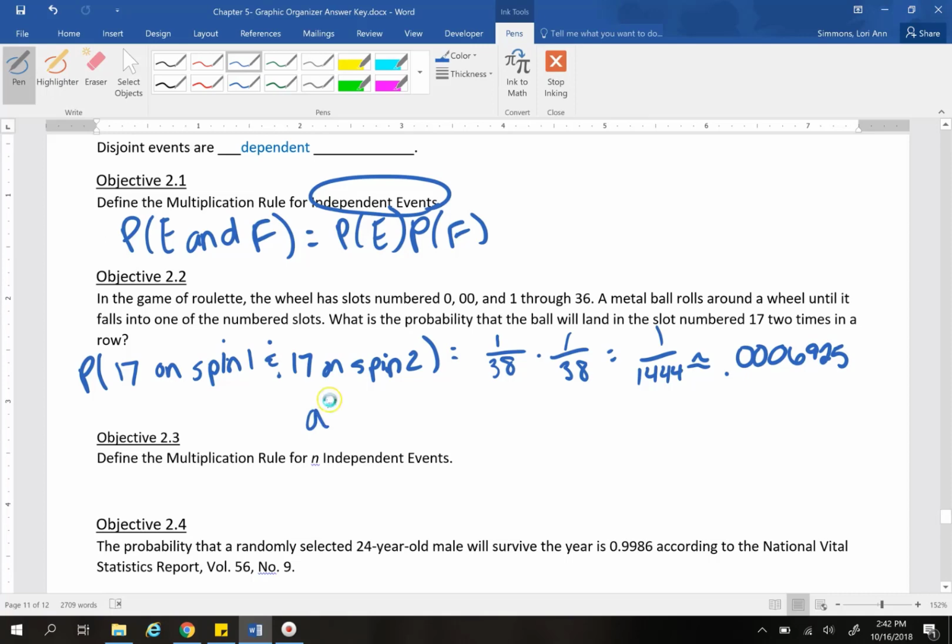So about 7 times in 10,000 trials. We know you can multiply by 10,000 to get 6.9, so that's why it's 7. Or another way to know it's 10,000 trials is that this is the tens, hundreds, thousands. This is in the 10,000 spot.